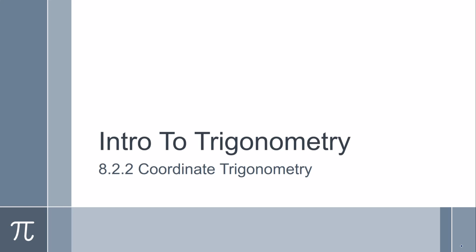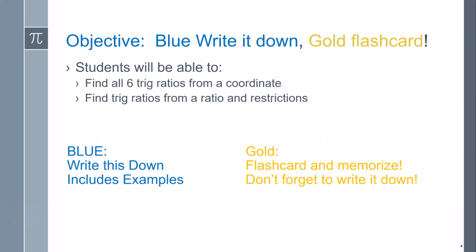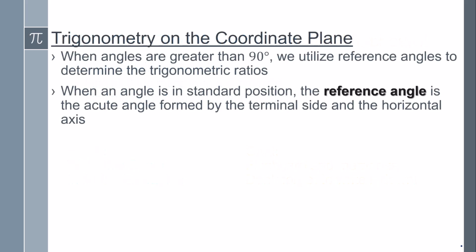This is section 822. We're going to look at coordinate trigonometry. So we're going to find all 6 trig ratios from a coordinate and then find the trig ratios from a ratio and some restrictions. Now, as a reminder, we talked about reference angles, right? And we said that for an angle in standard position, the reference angle is going to be the acute angle formed by the terminal side and the horizontal axis.